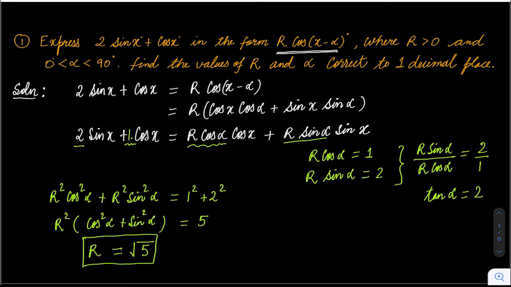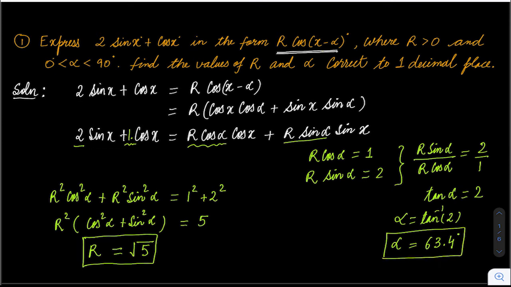If tan alpha is 2, what is my alpha? Alpha will be tan inverse 2, and let's use the calculator. What value am I getting? I am getting the value as 63.4 degrees, correct to one decimal place. So now I have alpha, and now I have the value of R.